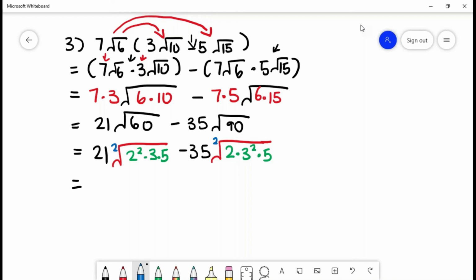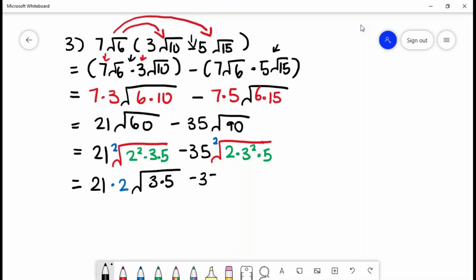Looking at this, we have 2 2s, 1 3, 1 5. Since we have 2 2s, for every group of 2 of the same number, one of those numbers will come to the outside. So now on the outside, we have 2, multiplied by 2 on the outside. And on the inside of the radical, we have 3 times 5 left over.